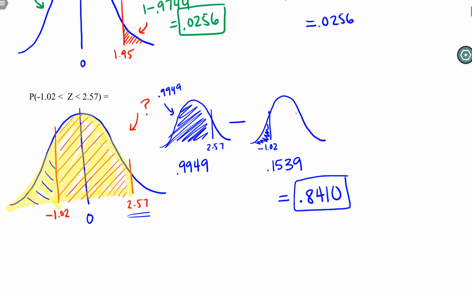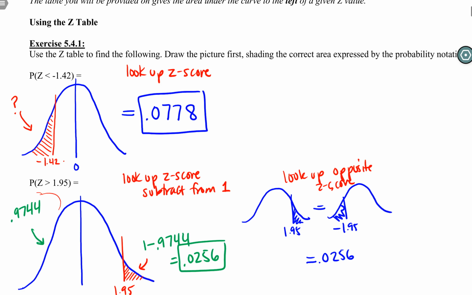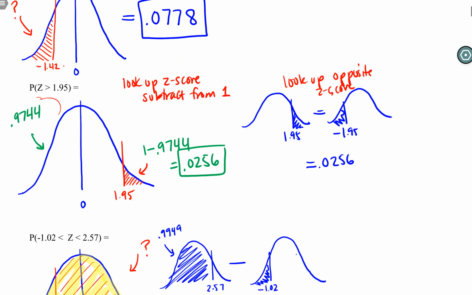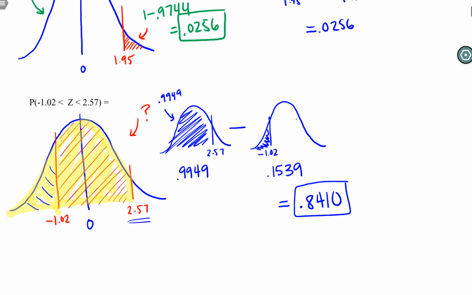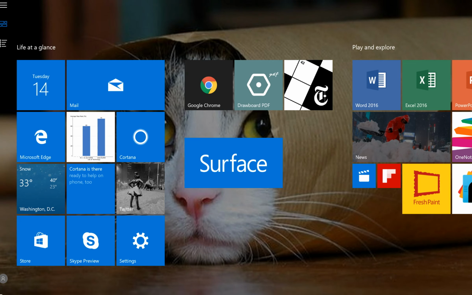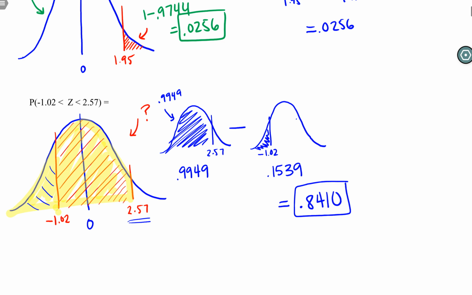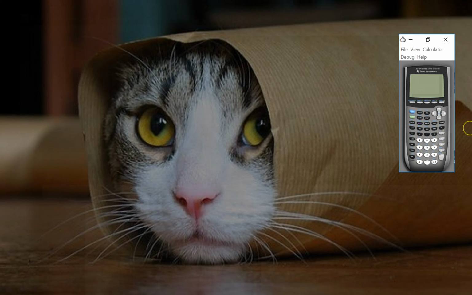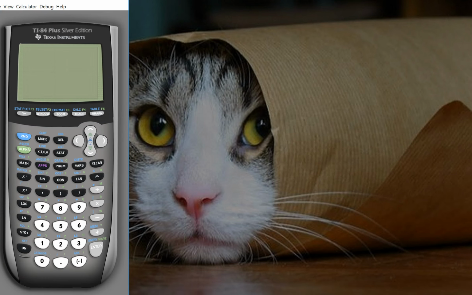Now, as promised in class, there is a way to do this in your calculator. Not that the table is hard. In fact, in some respects, the table can be easier. But this is possible to do in the calculator. So, in the calculator, actually, let's start with this last one. In the calculator, we're going to be using another distribution thing, not the binomial, because we did that previously, but we want to do normal.